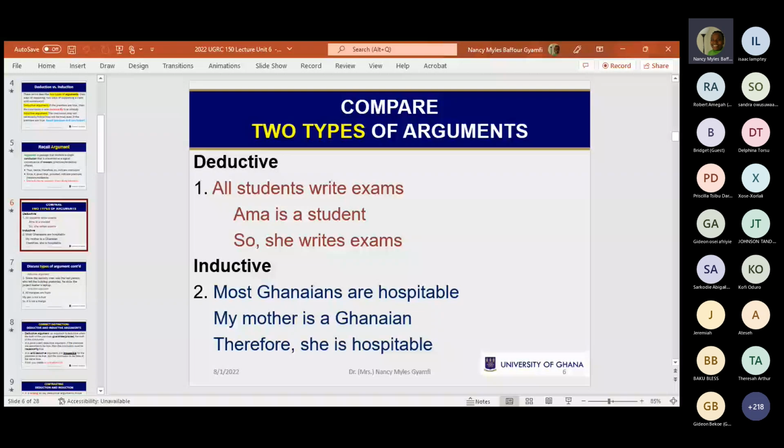Validity is not what? Truth, T-R-U-T-H. The fact that an argument is valid doesn't mean it is the truth. We are not talking truth, actual truth out there. It's just the relationship between the premises and the conclusion. Very good.